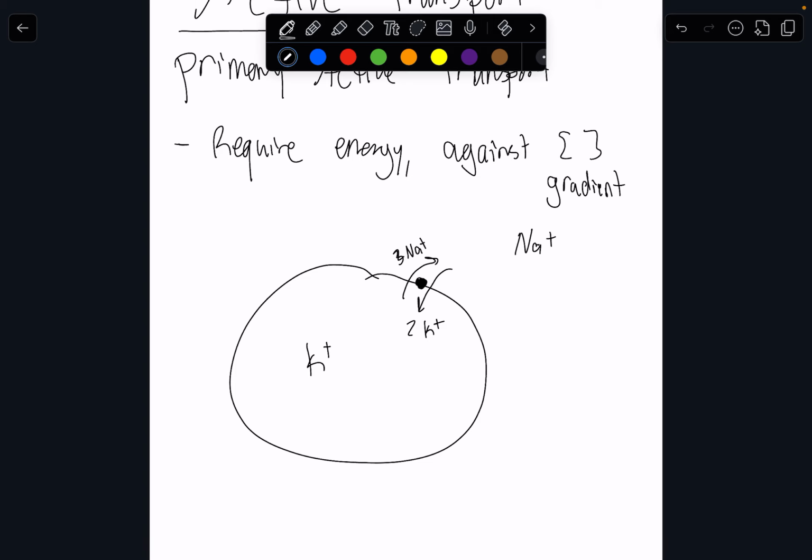Normally, since there's a lot more potassium inside the cell than there is outside the cell, you would expect that potassium would want to leave, right? But with the help of ATP, we're able to push against this concentration gradient and push the potassium into the cell. And it's the same thing with sodium. Normally you would want sodium to go in with that concentration gradient, but we're pumping against that, and that ATP is going to provide that energy for that.